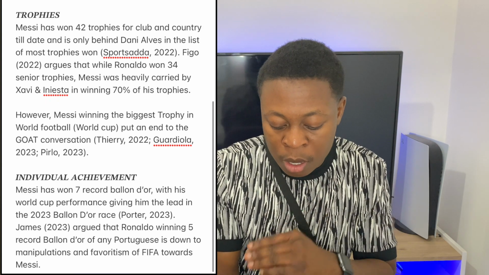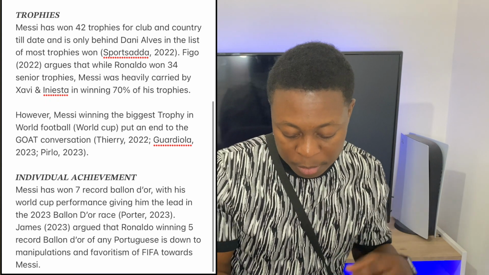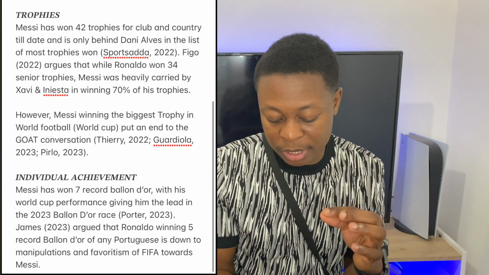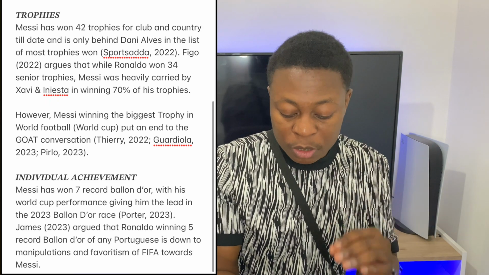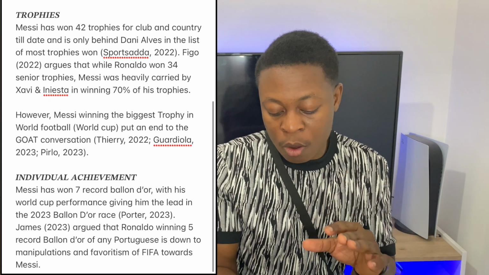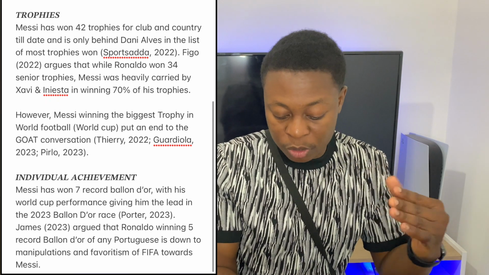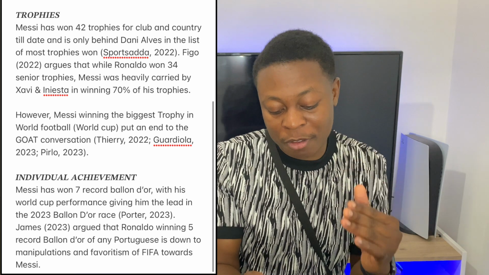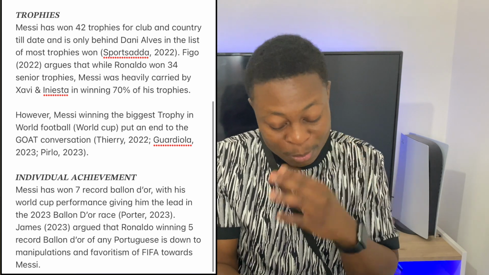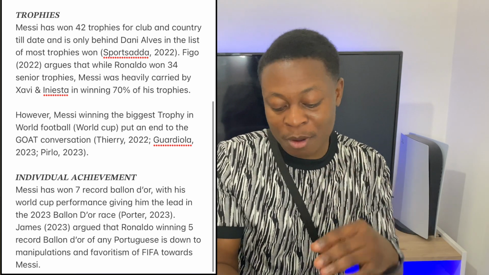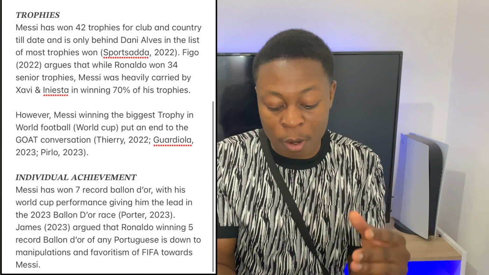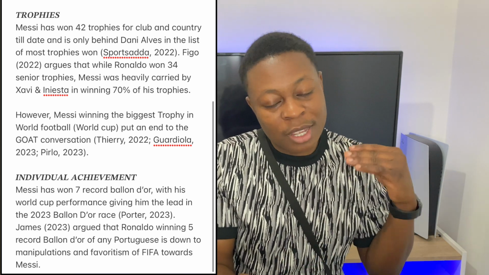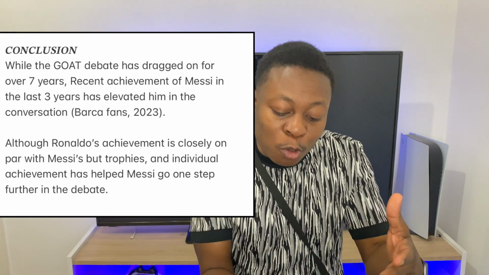Messi has won 7 Ballon d'Or with his World Cup performance, giving him the lead in the 2023 Ballon d'Or race. That's Porta 2023. James 2023 argued that Ronaldo winning 5 Ballon d'Or, that's actually a record of any Portuguese, sorry for the grammatical error, is down to manipulation and favoritism of FIFA towards Messi. Basically, this person is arguing that, listen, Messi only won more Ballon d'Or because FIFA were favoring him and due to some manipulation. So that's another contest. And listen, let's go to the conclusion.